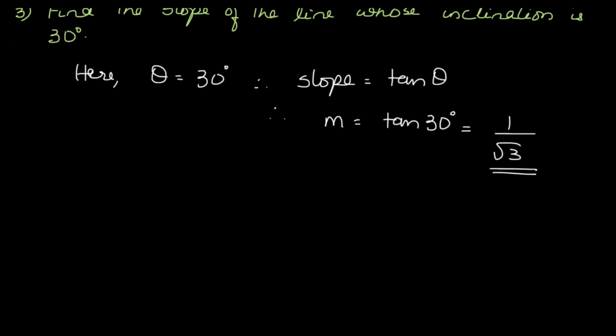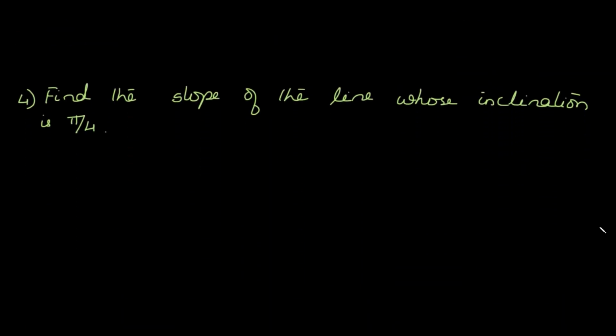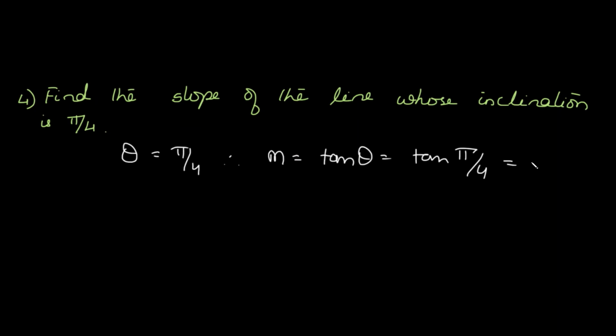Same way we can do the next sum also. Find the slope of the line whose inclination is pi by 4. Here theta is equal to pi by 4 and therefore slope of the line, that is m, is equal to tan theta, which is tan pi by 4. Now what is pi by 4? When we convert pi by 4 into degrees, it becomes 45 degree. So tan pi by 4 is tan 45. Remember, very often in all your classes, angles will be measured in radians, and therefore you should be thorough with what is pi by 4, pi, etc. So tan pi by 4 means tan 45, which is 1. And thus the slope of the line comes as 1.